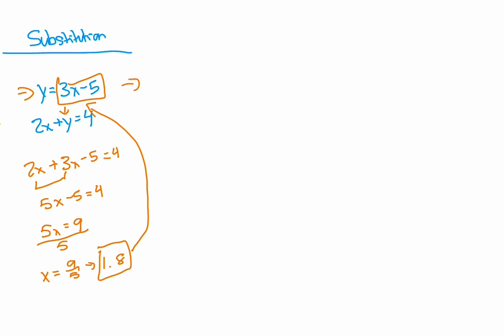So it'll look like this. We'll have y equals 3, instead of x, we're going to say 1.8, minus 5. And y is going to come out to be 0.4. So that means we have, again, one solution with our x value being 1.8 and our y value being 0.4.